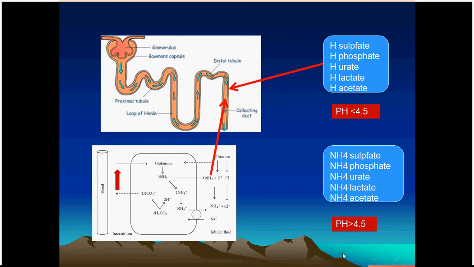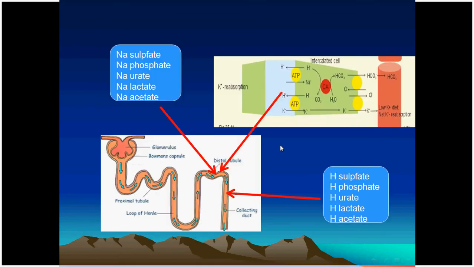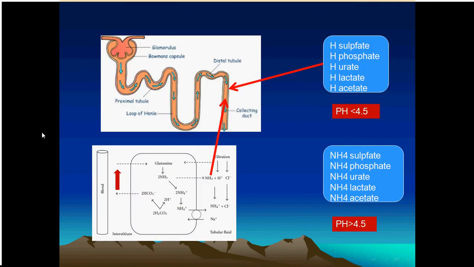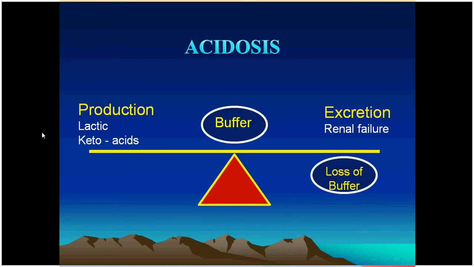And in this case, the pH will go up again, and instead of being lower than 4.5, it goes above 4.5, and this makes it easy for this pump to act, to excrete hydrogen ion and restore the bicarbonate again. So the problem of acidosis is the balance between two things, production and excretion.